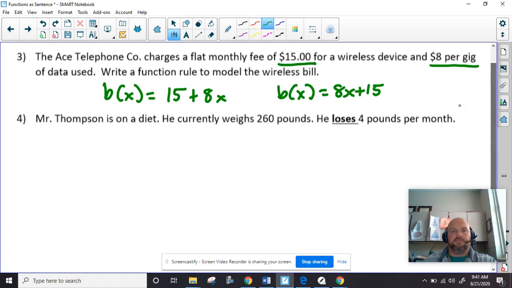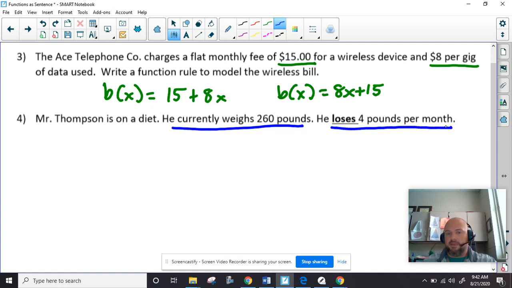All right. Mr. Thompson is on a diet. This is just a random person. Don't sit there and say, "Oh, he's talking about Mr. Thompson." No. Okay. All right. He's on a diet. So think about it. All right. He currently weighs this. He loses 4 pounds per month.